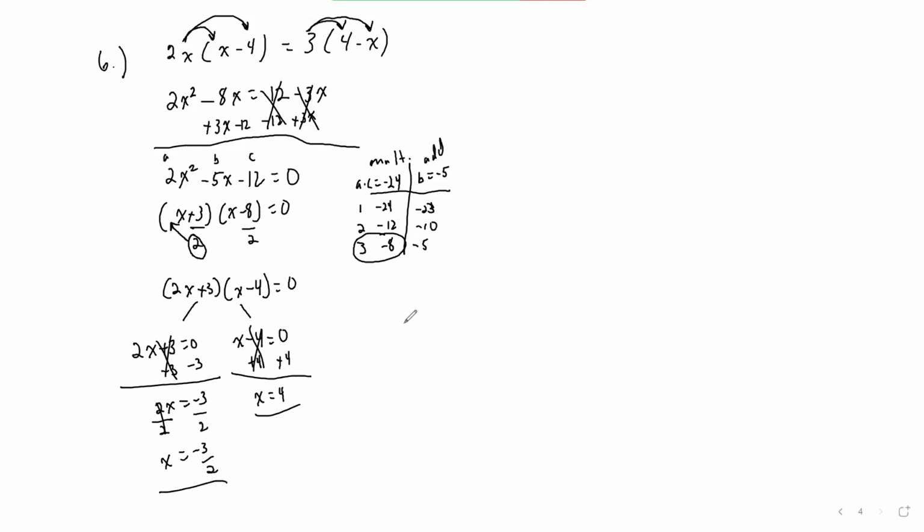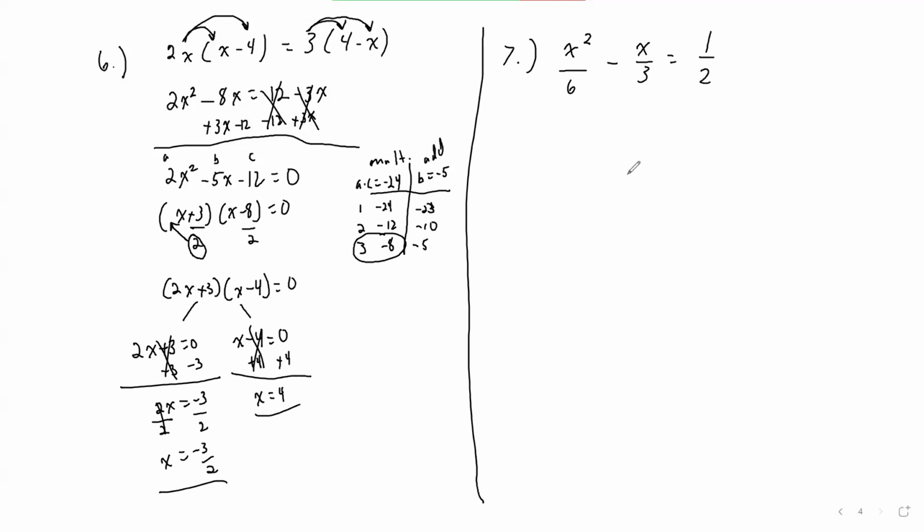All right, so it gets a little bit more intense each time. Let's look at a different situation. So number 7, we have x squared over 6 minus x over 3 equals 1/2. So in this situation, I don't like fractions. So I'm going to actually multiply everything by the least common denominator, which in this case we have 6, 3, and 2.